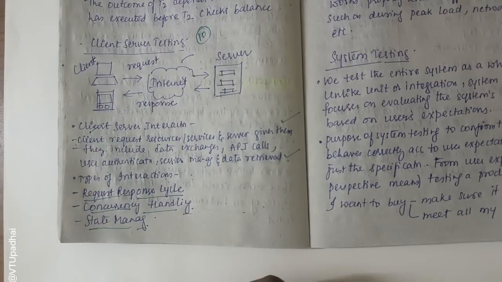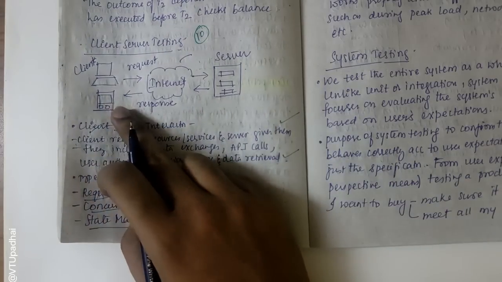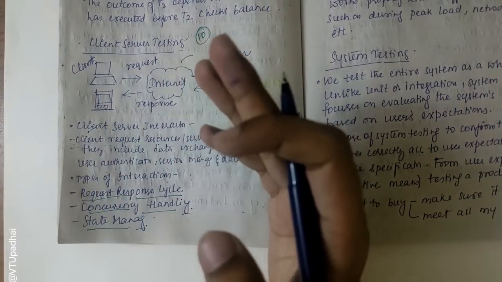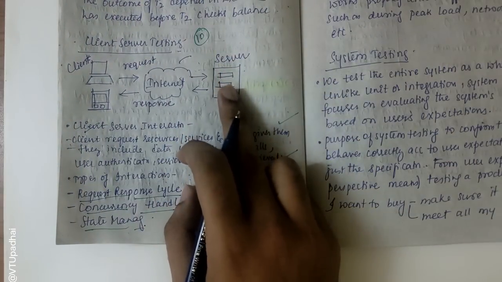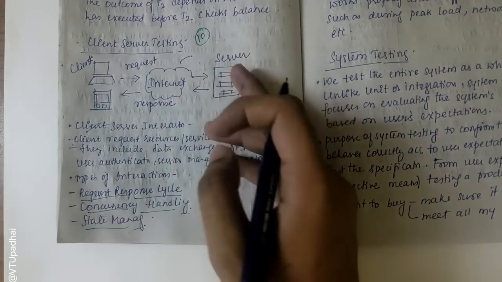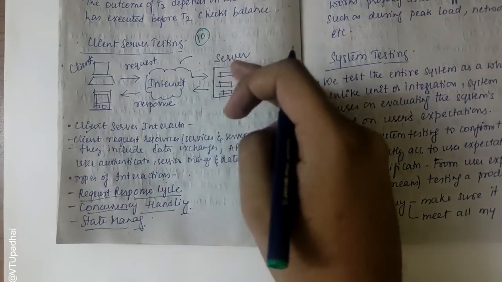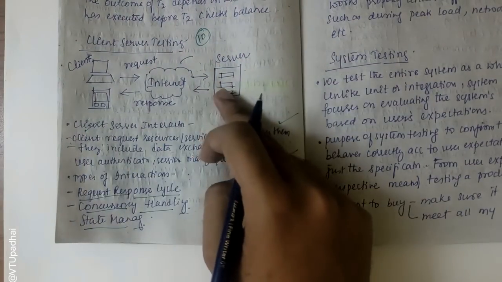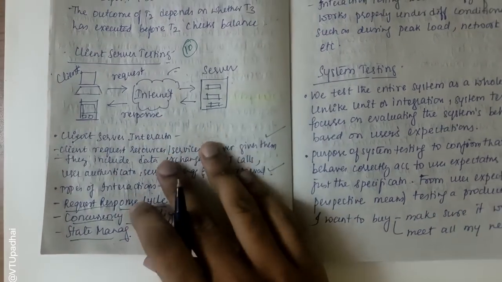Then we have state management. State management is to validate how the server maintains and updates the session states across different client interactions, right? So when a client is accessing some data and the server is performing the operation, the server is being used, so another client cannot access it. Here the state is being used. So that's what state management means.